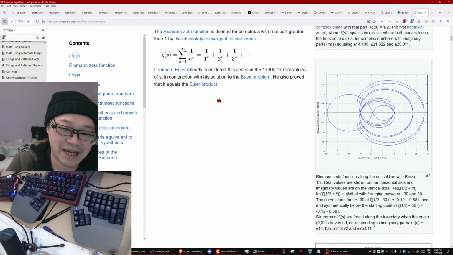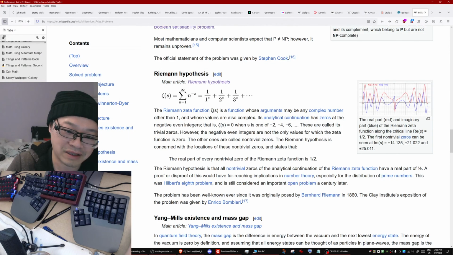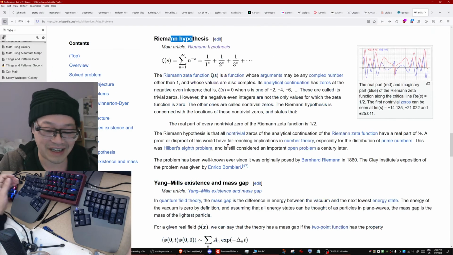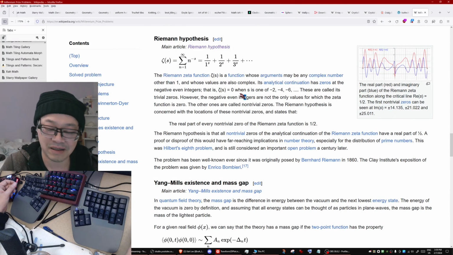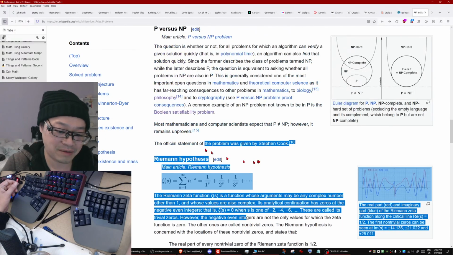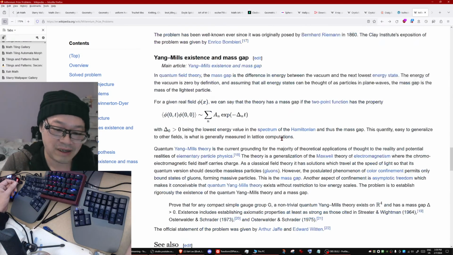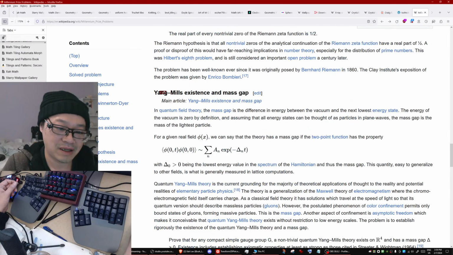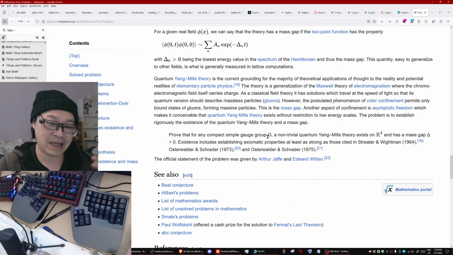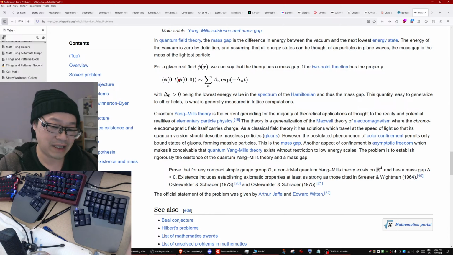So the Riemann hypothesis is saying that you want to find all the zeros of this function. If you have studied complex analysis, even a basic course, then you understand this problem. For example, this one, Yang-Mills existence and mass gap. I don't understand it. I don't even try, because that's related to physics.